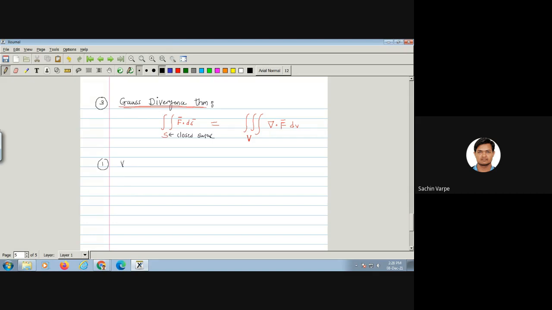First example: verify divergence theorem for f bar equals 4xz i cap minus y square j cap plus yz k cap, and S is the surface of the cube bounded by the planes x equal to 0, x equal to 2, y equal to 0, y equal to 2, z equal to 0, z equal to 2. So we have been asked to verify the divergence theorem over this surface.